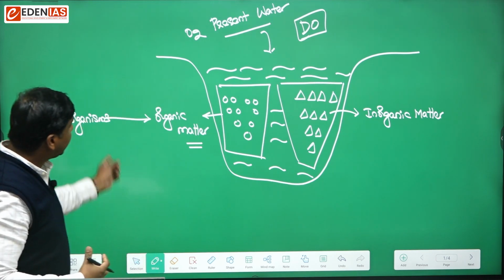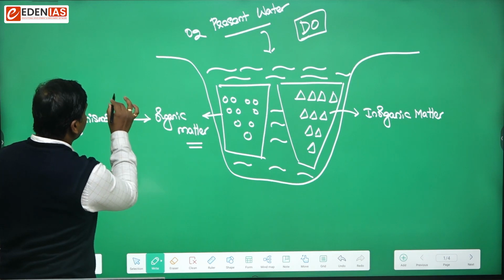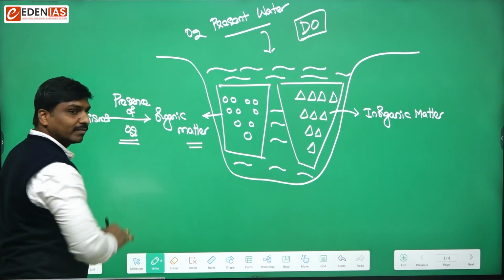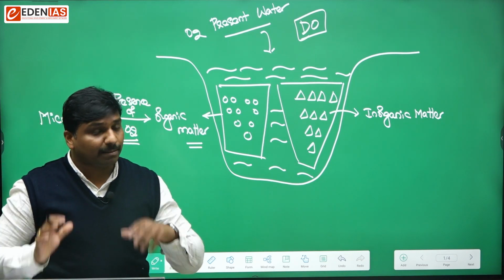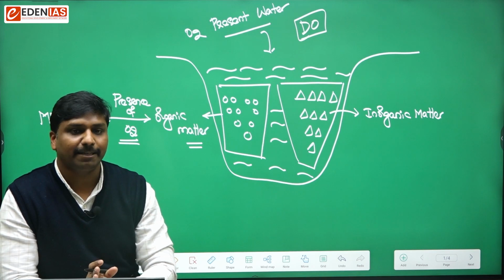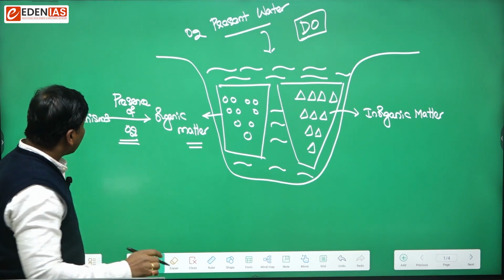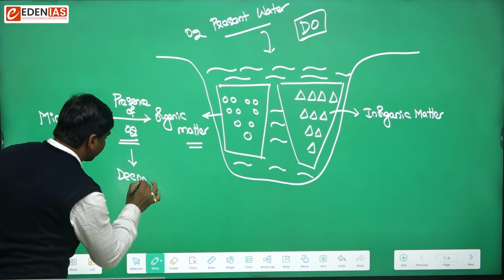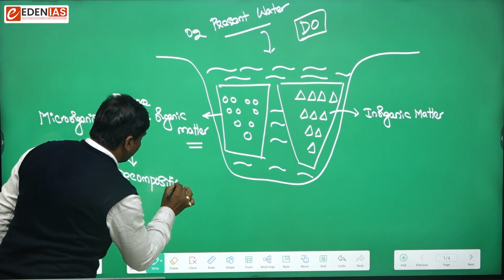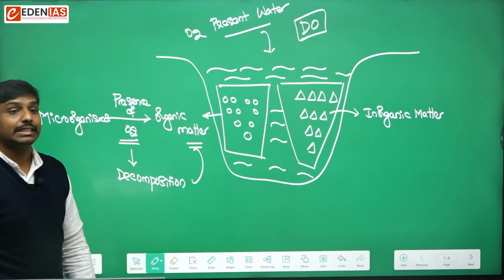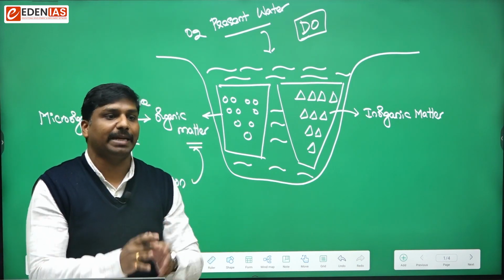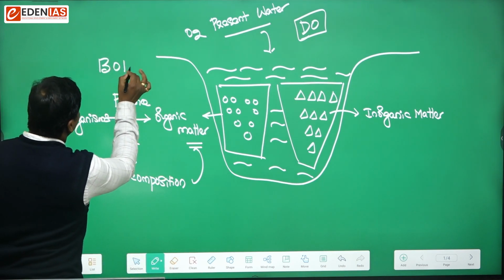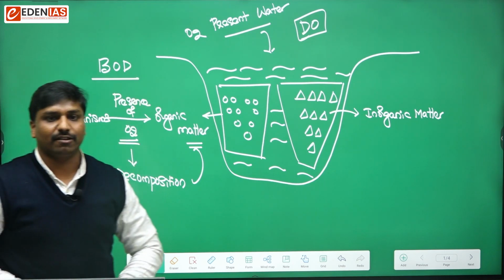Decomposers will try to decompose this organic matter in the presence of oxygen. In the presence of oxygen, microorganisms will decompose the organic matter present in the water. So the amount of oxygen that is required for the process of decomposition of this organic matter is nothing but biological oxygen demand. Are you getting that? In a very simple manner, that's how we can explain it.